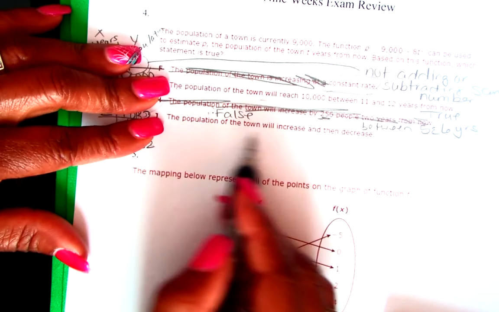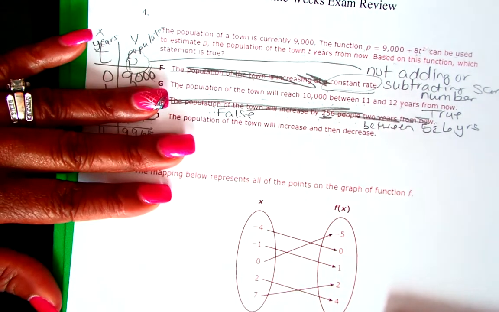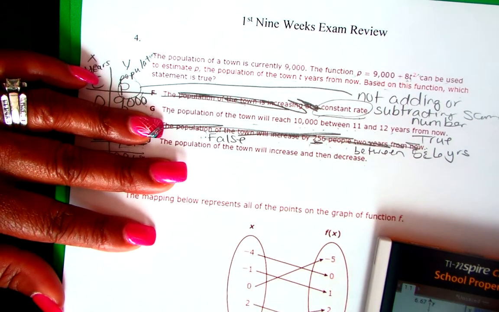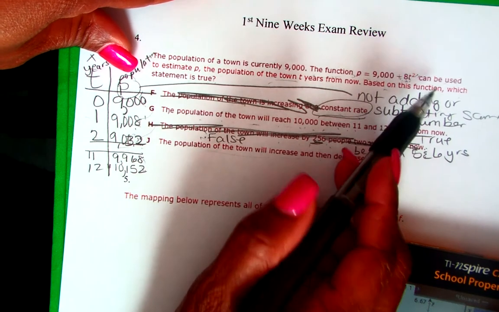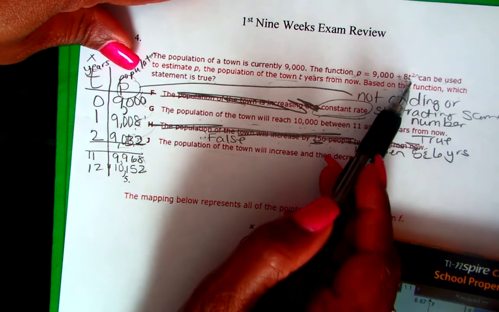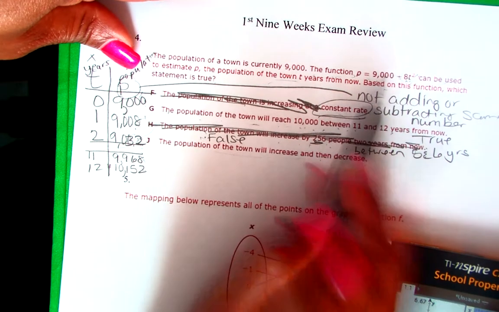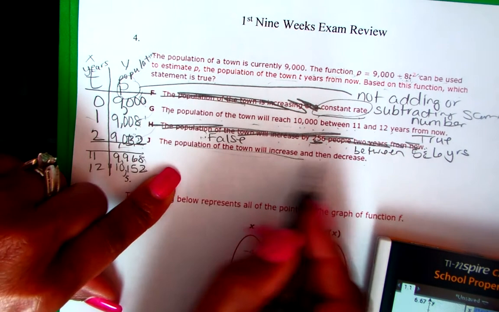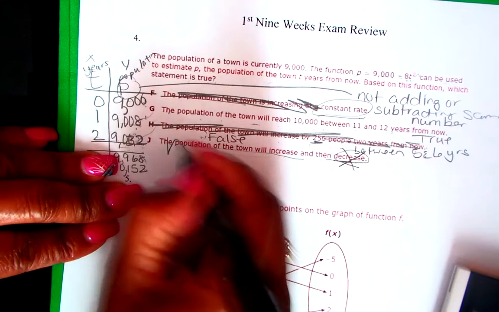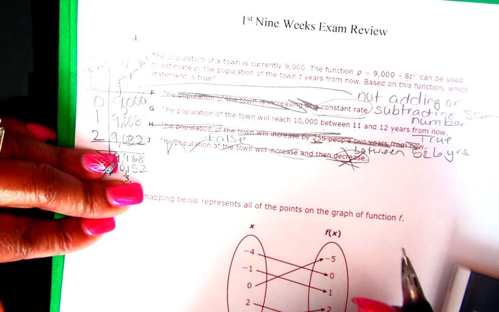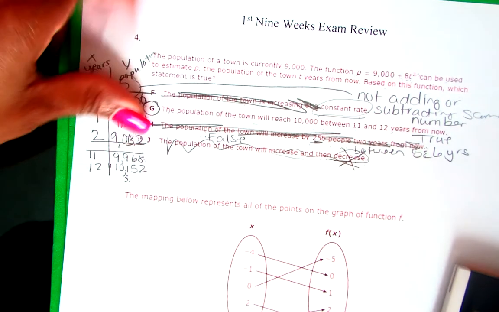Okay. The population of the town will increase and then decrease. Now I'm going to use what we call common sense. If I'm adding continuously and I'm squaring numbers, I'll never get a negative because I can't get a negative when you square that number. So this right here, it will never decrease. This is impossible. Okay, so I know that's not even possible. So I know my answer is G for sure without a doubt. Okay, then I move to the next one.